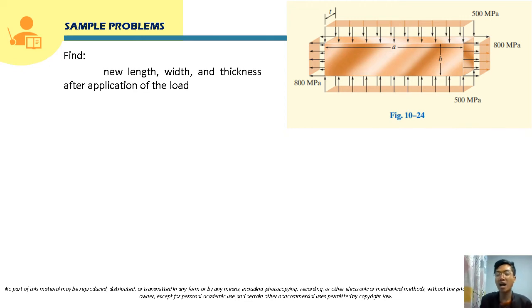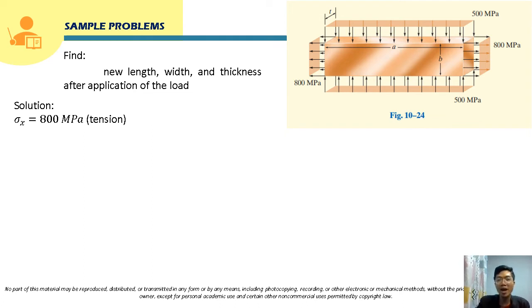But before we can solve for those strains, for those epsilons, we need to have sigma, or the normal stresses. By inspection of the given figure, we can say that the normal stress for the x direction is 800 megapascal. This is in tension, class, so that will be positive.